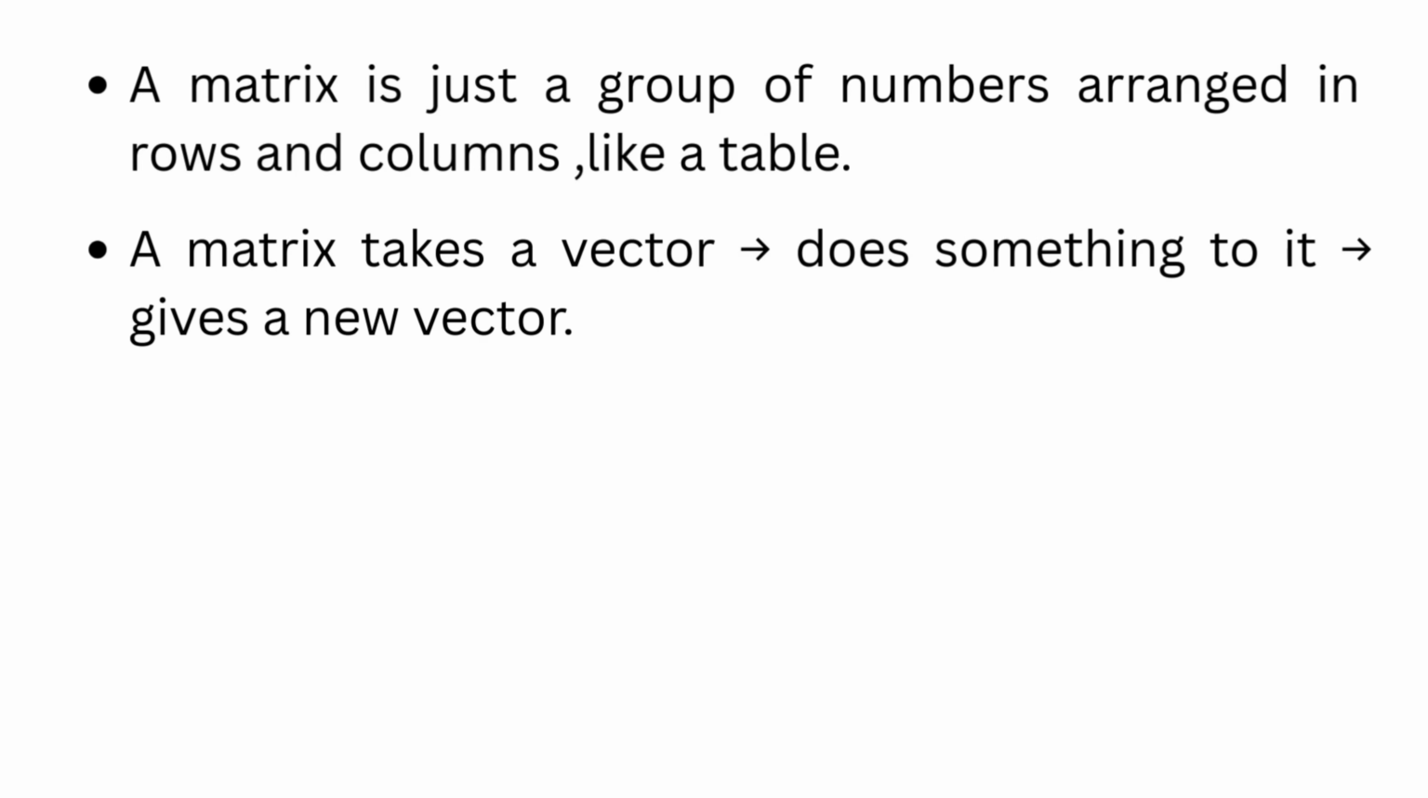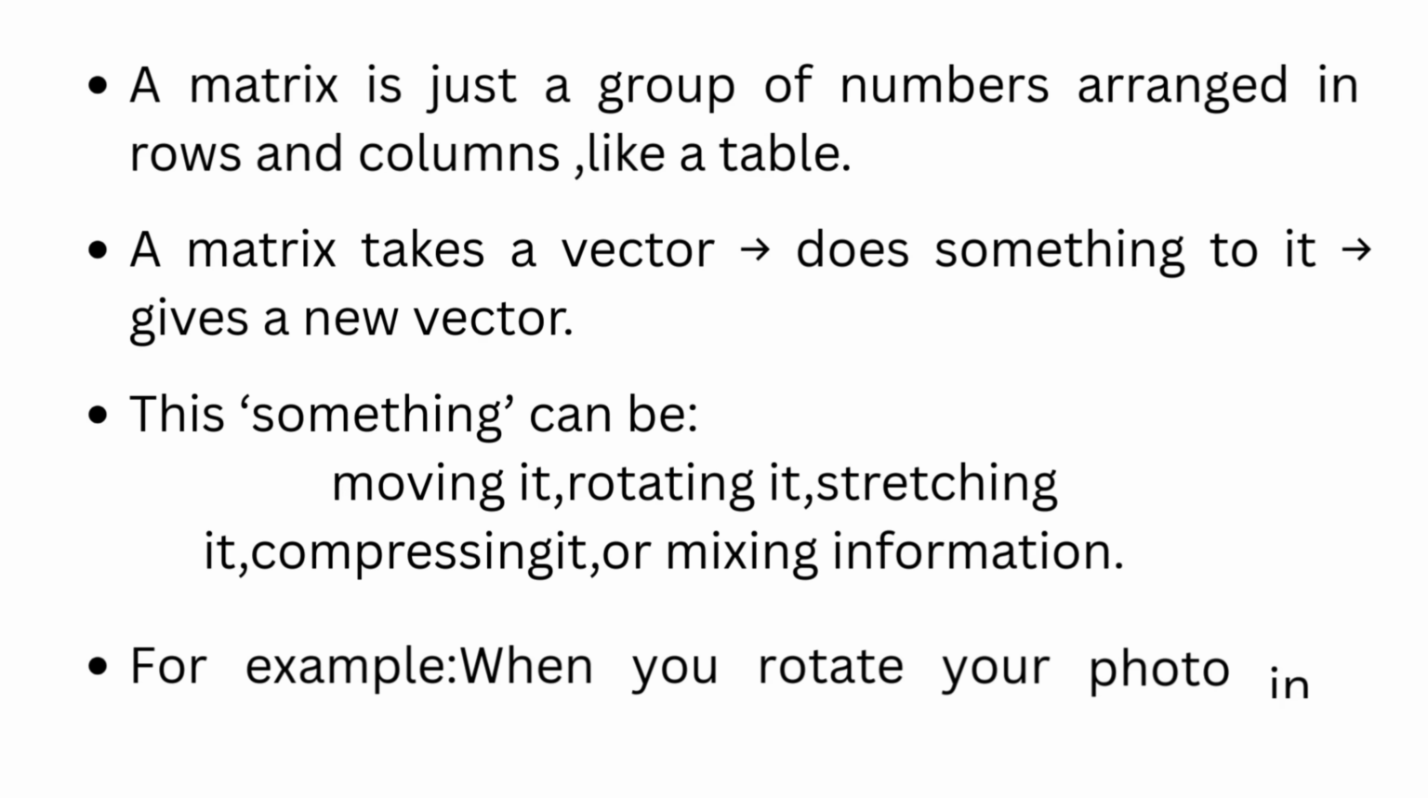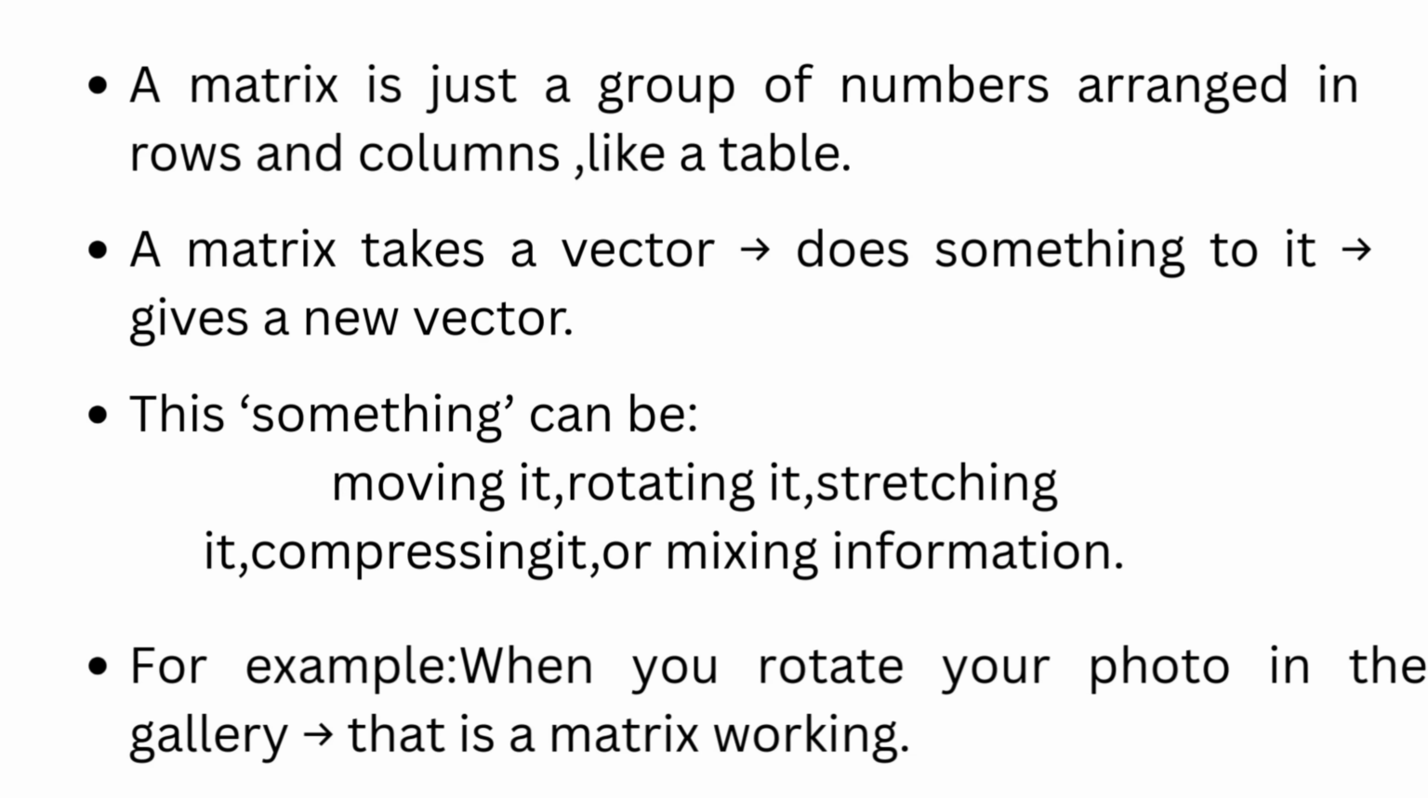And this machine can do all sorts of things, like move something, rotate something, stretch something, or combine or mix information. For example, when you rotate a photo in your gallery, a matrix is actually doing that in the background. Like when a 3D character moves in video games or movies, matrices are controlling how it moves. So, a matrix is basically a tool that transforms numbers in a smart way.